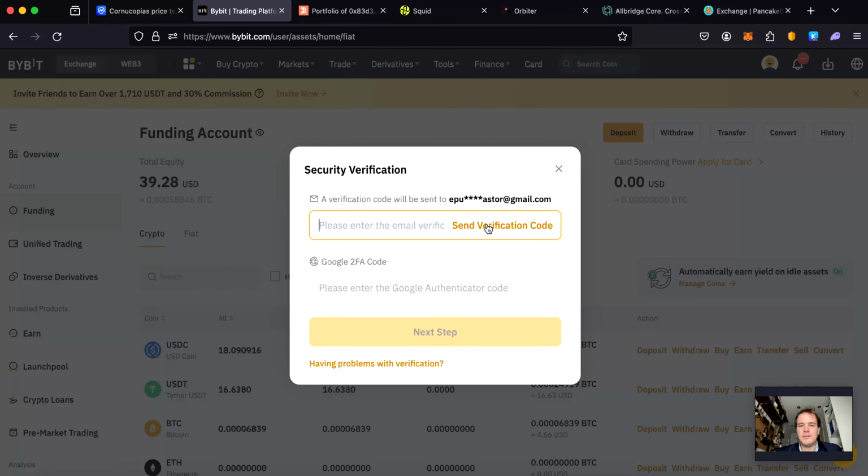The first one being a verification code, which is going to be sent to your email address if you've configured your account correctly. And then the other one is your Google Authenticator, which I highly, highly recommend. So, in just 1 second, I'm going to be withdrawing this.